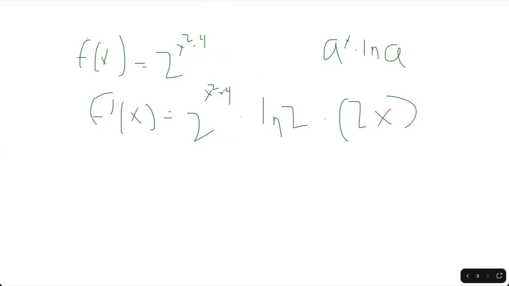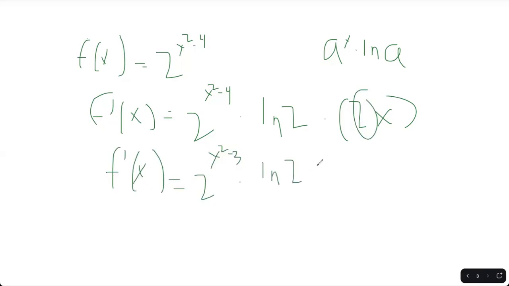So we're going to get 2 to the power of x squared minus 4 times ln 2 times 2x. Theoretically speaking, you could combine it. You're going to get 2 times 2 to the power of x squared minus 4, so you're going to get 2 to the power of x squared minus 3, because when you multiply 2 by that, you're just adding 1 to the exponent. So you can do that times ln 2 times x.